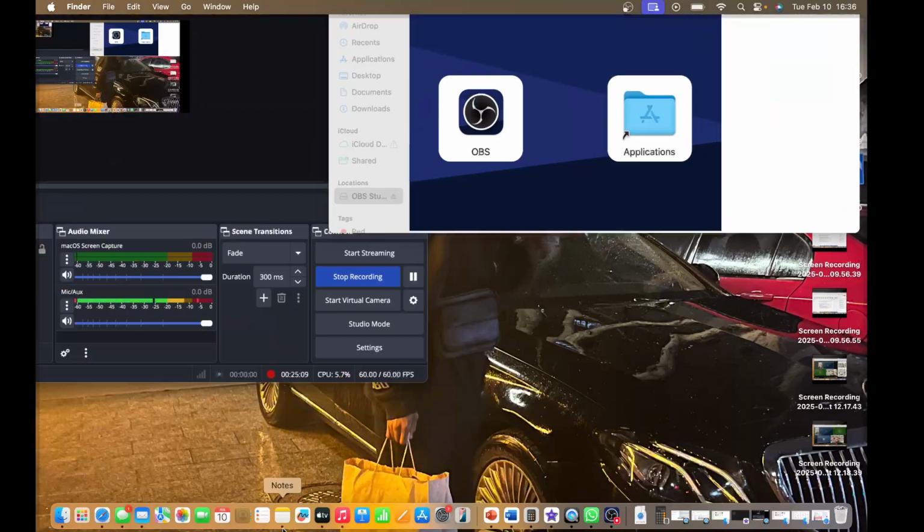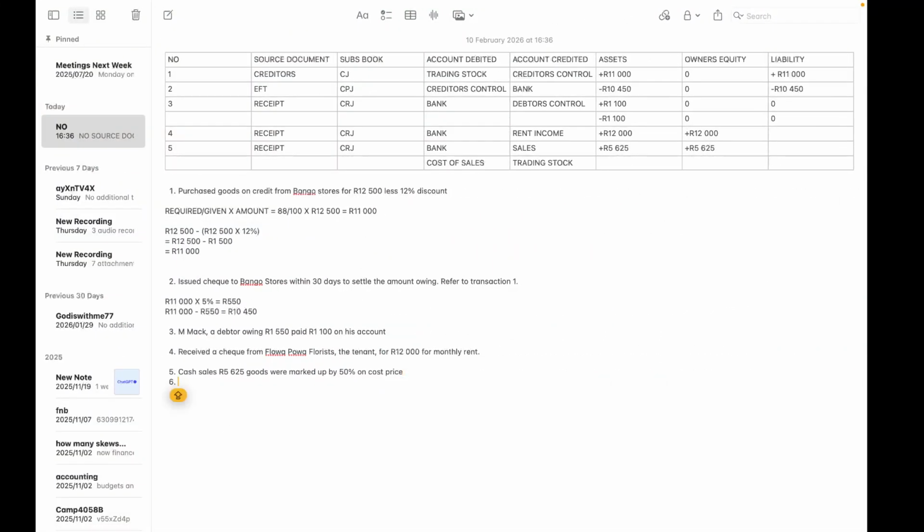Sorry guys, to continue where we left off, what we were supposed to calculate here is transaction number 5. How we were supposed to account for this is, we are looking for the cost price, so it's going to be 100 over 150. Why? Because this 5,625 is 100%, which is the cost, plus 50% markup.